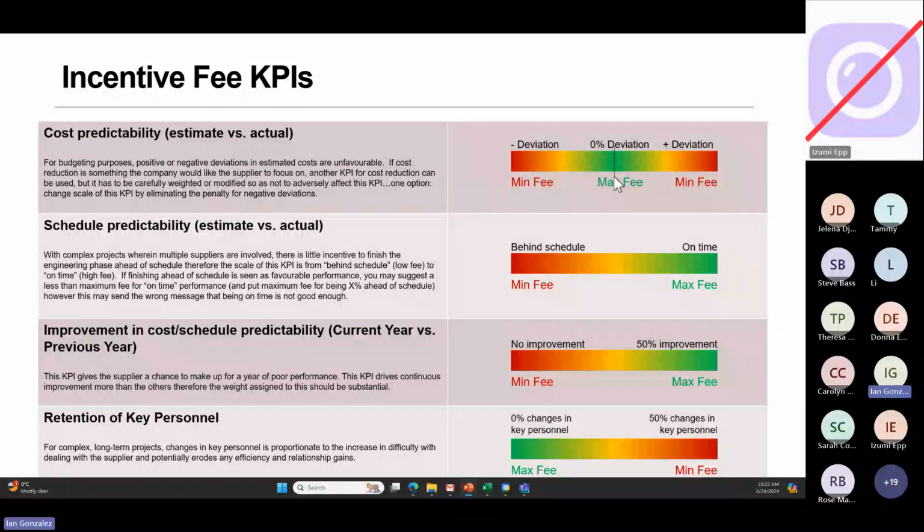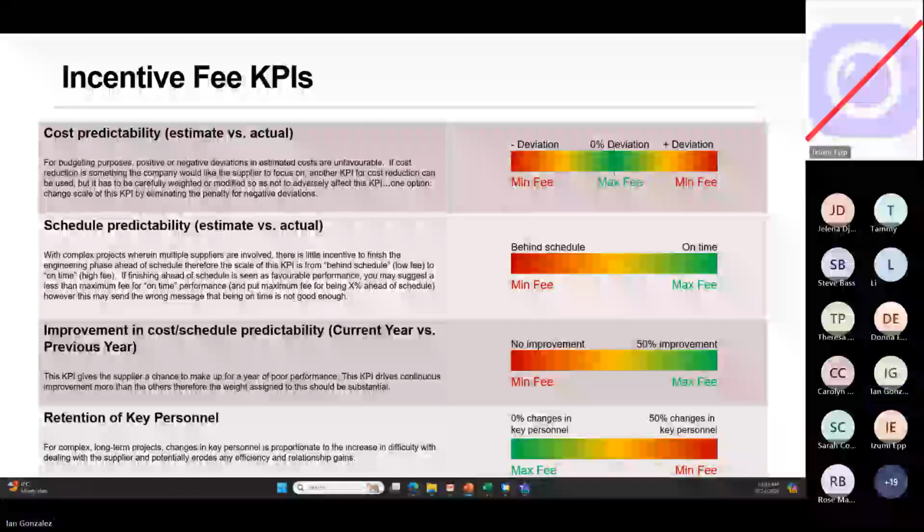So if you want to simply give them an incentive for being accurate in their estimate versus actual, then you penalize them if they come in lower or higher. But if you don't want to penalize them for lower costs, you can make it so that they get the maximum fee at 0 deviation and are only penalized if they go over. So you can modify this. But look at the behavior we're driving here: at the onset of an agreement, making sure that they are very careful in their estimates. It's almost like trying to drive the lump sum behavior in a cost reimbursable or time and material contract. Pretty creative, huh?